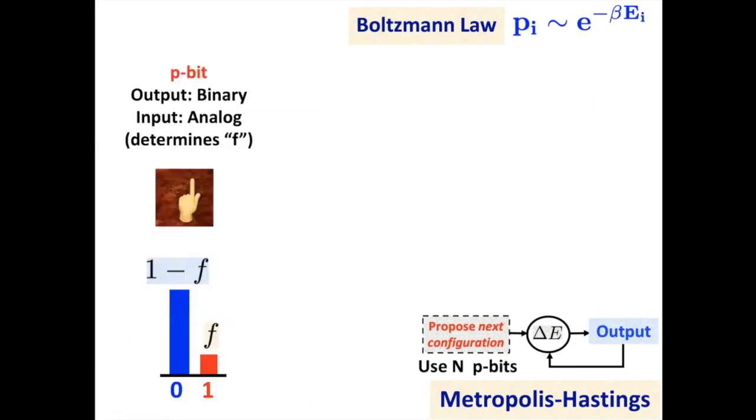See? And how do you propose the next configuration? Well, you could just use n independent units. So you could have one p-bit, which has probability f of being 1 and 1 minus f of being 0, and then use n of them to propose something, and then evaluate it. And the point is, if you use this algorithm properly, then the output will come out with the right distribution.